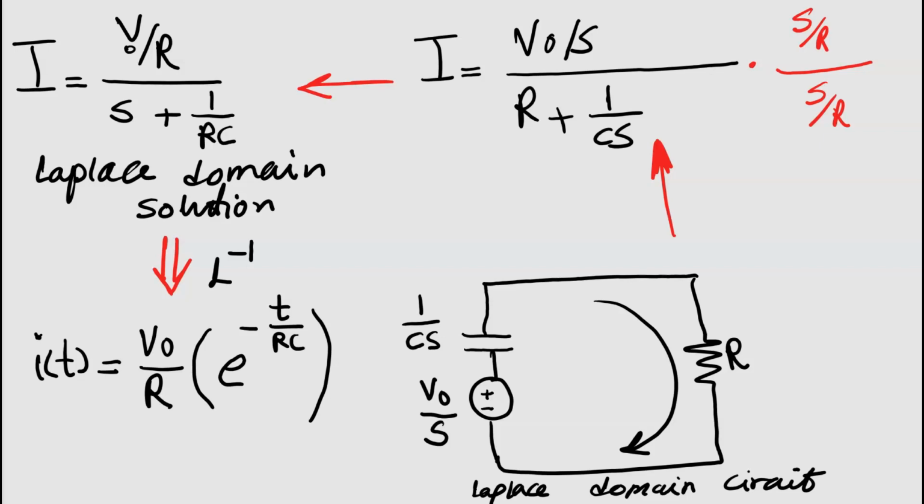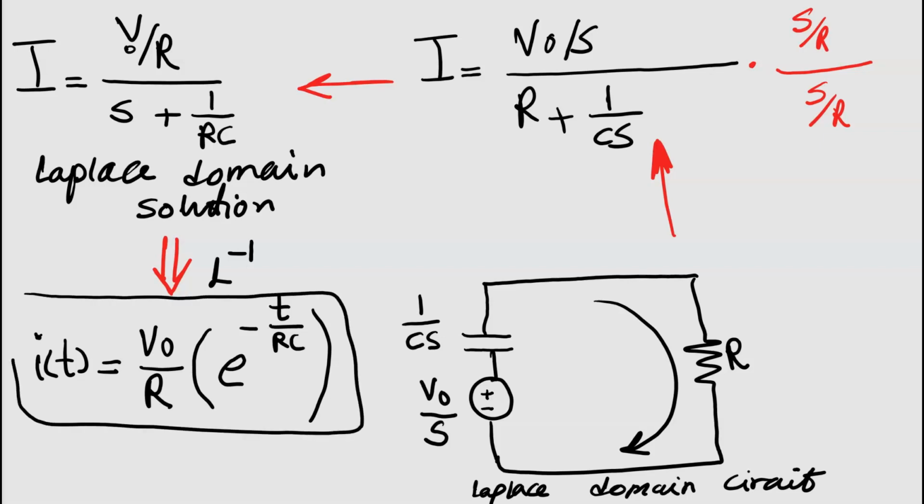So if you remember, that's the exact same thing that you had in 211 as the natural response of an RC circuit, but you were solving the circuit in time domain, and it was more complicated because you had to deal with and solve a differential equation. Here, everything is an algebraic equation, and then at the end we have a Laplace inverse. So that's what we have for the natural response of an RC circuit.